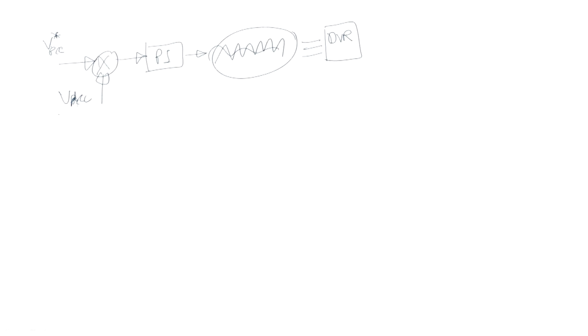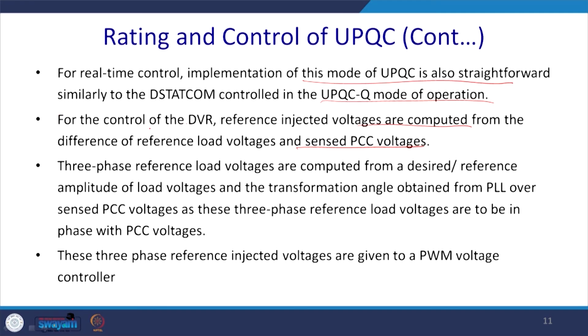So, this is the way of operation for your DVR part. So, that is all it is. The control of the DVR reference injected voltage is computed from the reference between the load voltage and the sensed PCC voltage. The 3 phase reference load voltages are computed from the desired amplitude of the load voltage, and the transformation angle is obtained from the PLL.